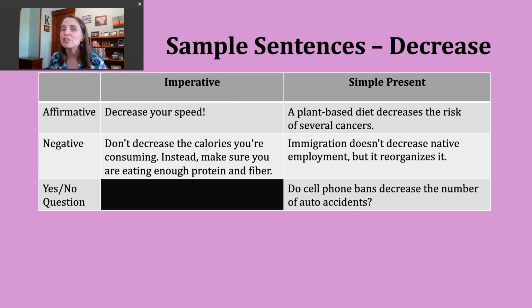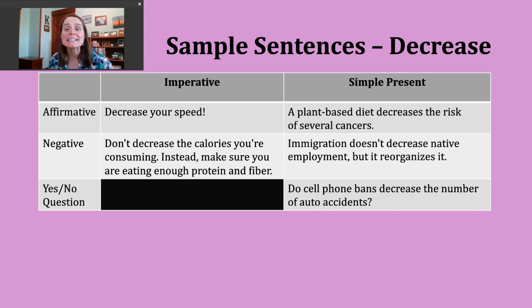So if our subject is I, you, we, or they, then I'm just going to use the base verb. I'm not going to add any endings or suffixes to the verb. But if our subject is he, she, or it, then you're going to need to add an S to the end of this verb. You can see that in my example sentence.